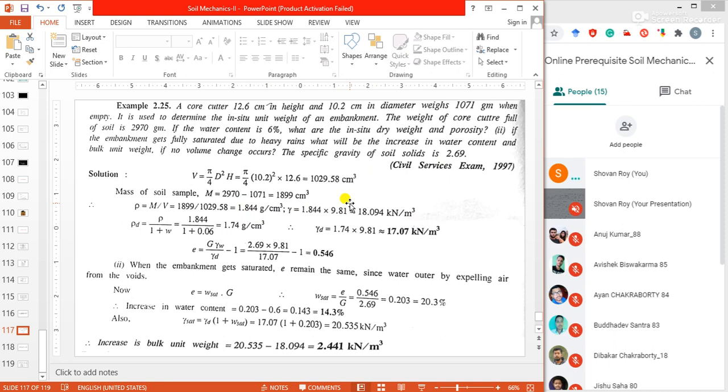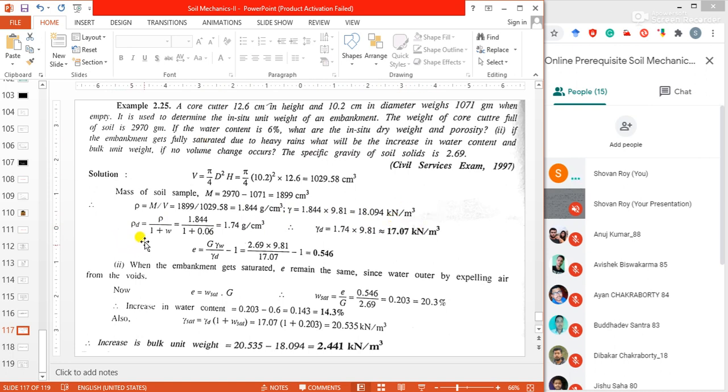Normally in practice we can multiply with 10, no problem. If you multiply with 10 as a civil engineer in any exam, it is okay. But maybe in the GATE exam it might be a problem, but normally you can multiply with 10. You can multiply density with 10 to get the unit weight, and this unit is very important. When density, gram per centimeter cube; when unit weight, kilonewton per meter cube.